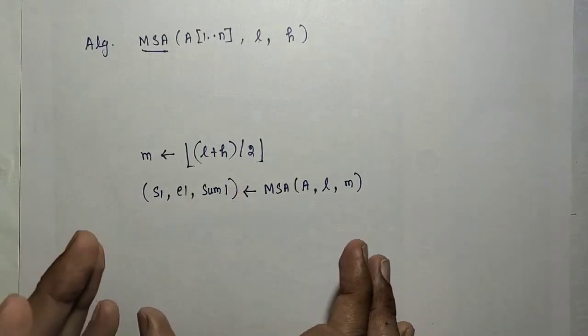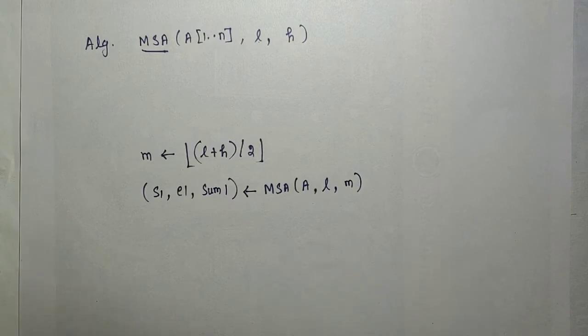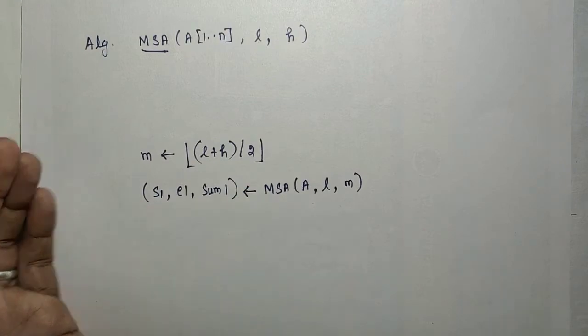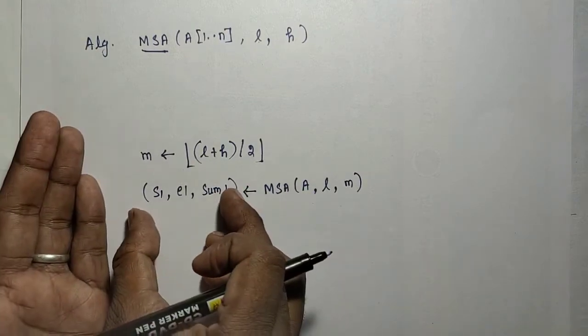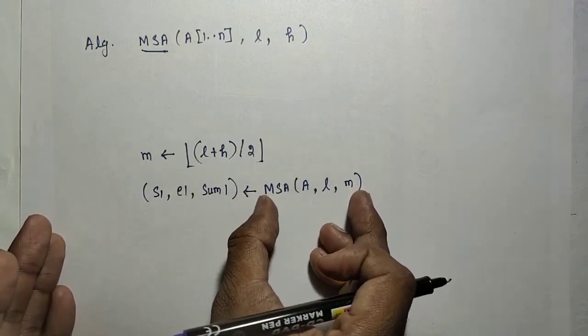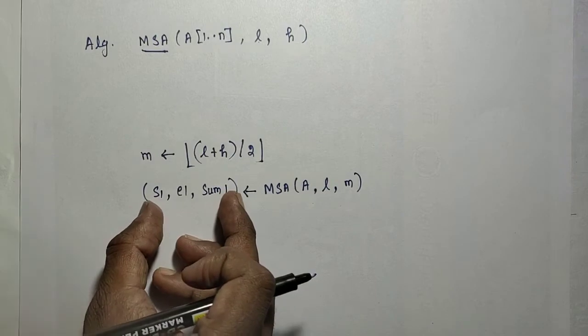This is only the algorithm representation. When you convert that into code, we have to think in some other way, how to represent a subarray. You have to create one structure for storing these values. From the algorithm point of view, this algorithm is simply returning a subarray.